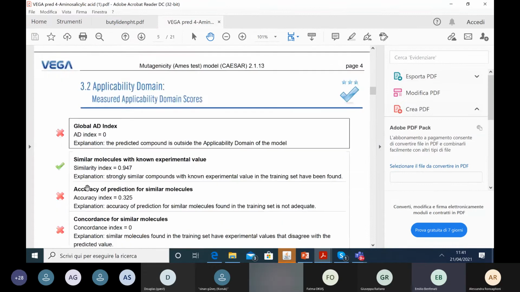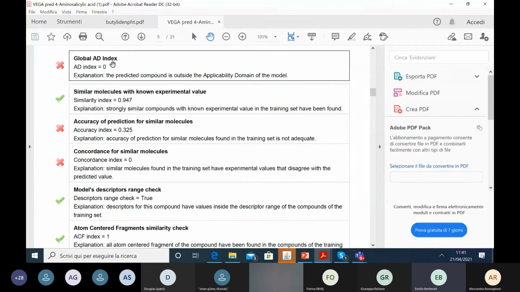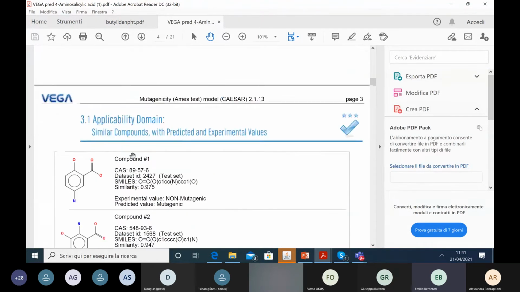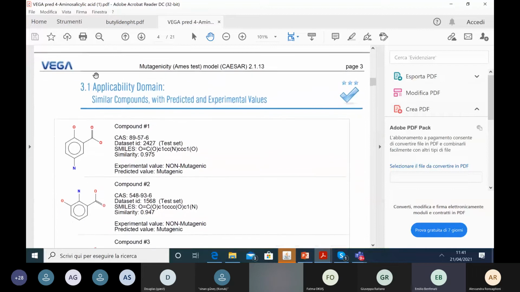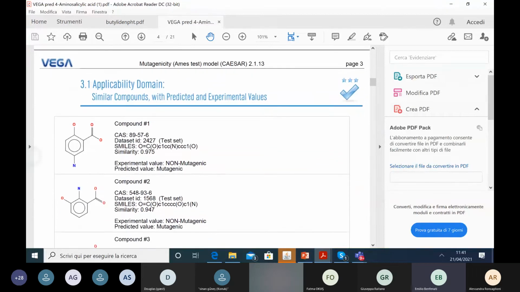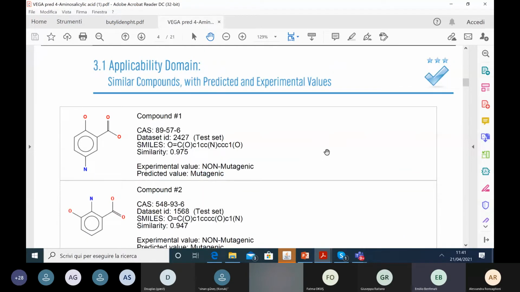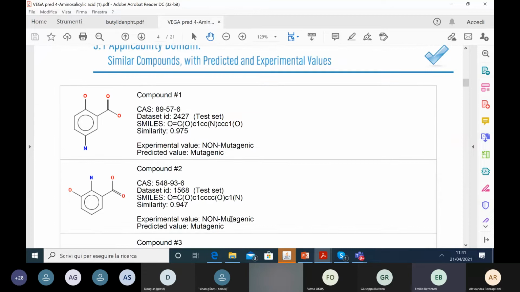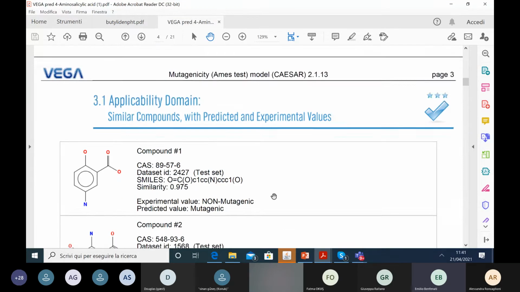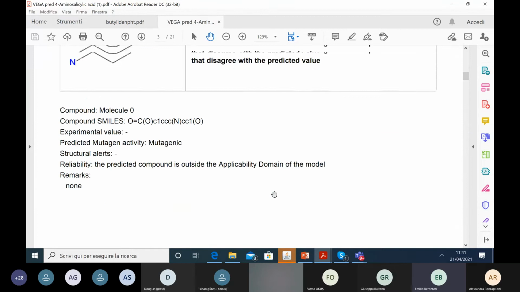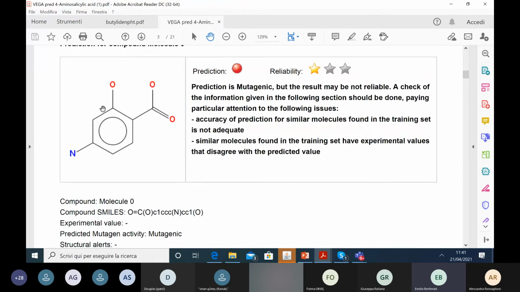Basically, this is the summary. Very poor applicability domain, accuracy, strong issue, concordance terrible. This is predicted toxic, but I have a very similar compound which is non-mutagenic. It is predicted toxic. Okay. This is another similar compound, non-mutagenic. So here I have the amino, the phenol, the carboxy.